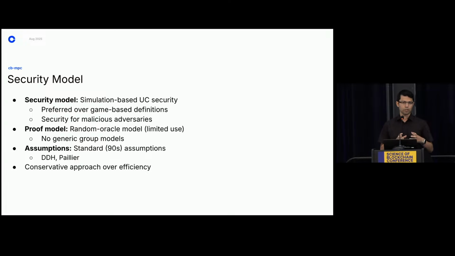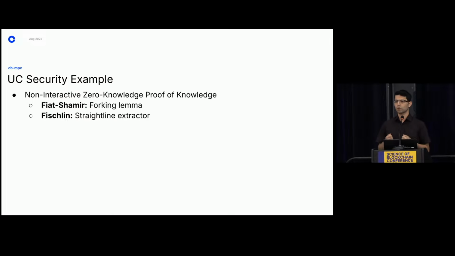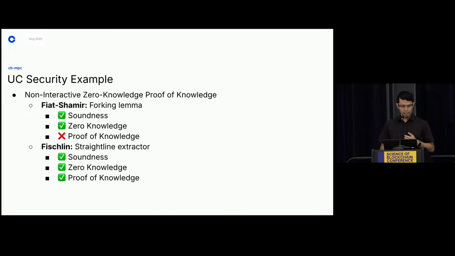This notion of a conservative approach to security over efficiency is core to the design of our library, and that's why I'm going to spend a little more time on it and deep dive with an example. Consider the non-interactive zero-knowledge proof of knowledge. Typically, there are two ways of doing this, either using the Fiat-Shamir transform or the Fischlin transform. But in the UC security world, Fiat-Shamir gives us soundness and zero knowledge, but doesn't give us proof of knowledge.